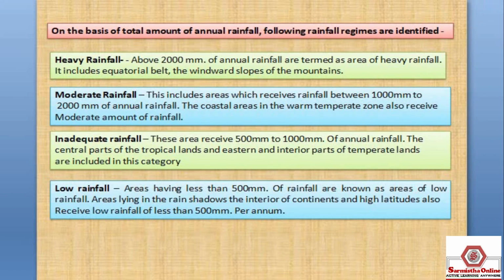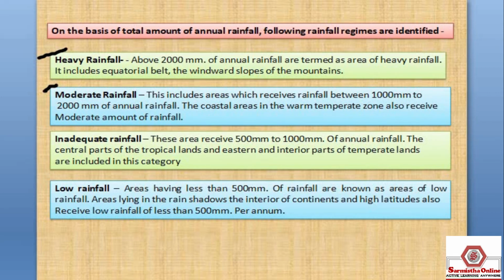Now, on the basis of the amount of rainfall, we can classify different rainfall zones. Heavy rainfall, where the rainfall is above 2000 millimeter of annual average rainfall, and generally these are located in the coastal areas or in the windward slope of the mountain. Moderate rainfall, this includes the areas which receive rainfall between 1000 millimeter to 2000 millimeter of annual rainfall.